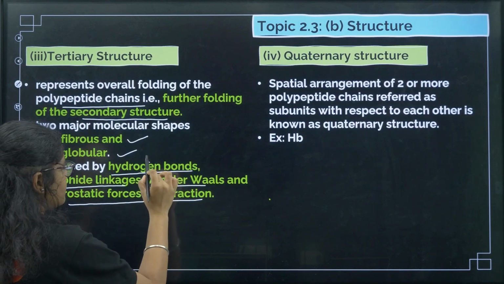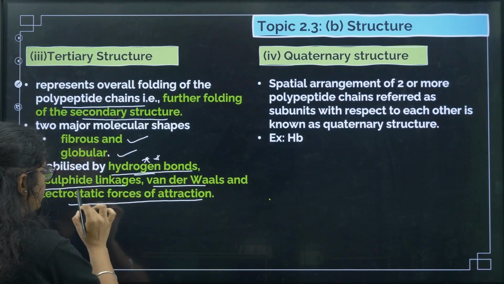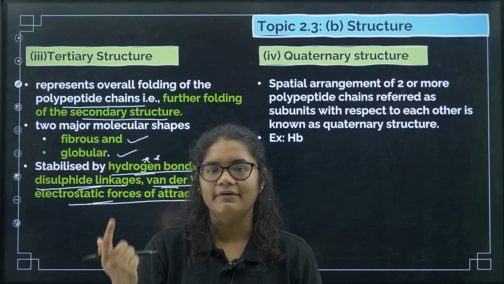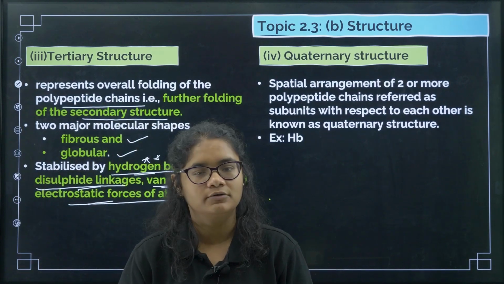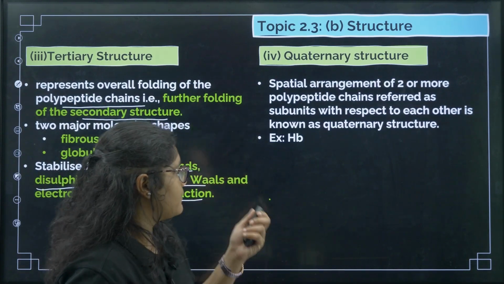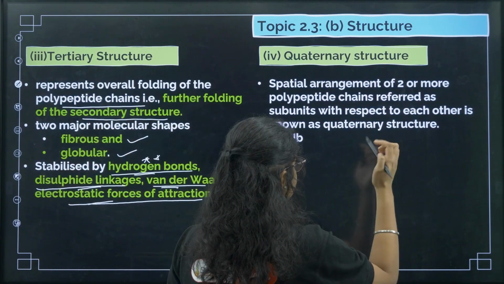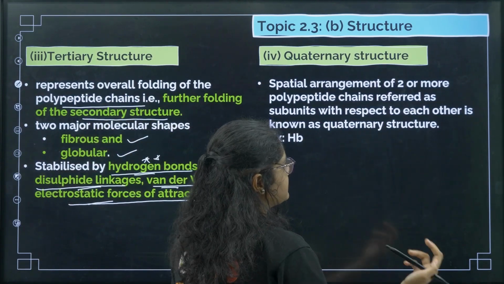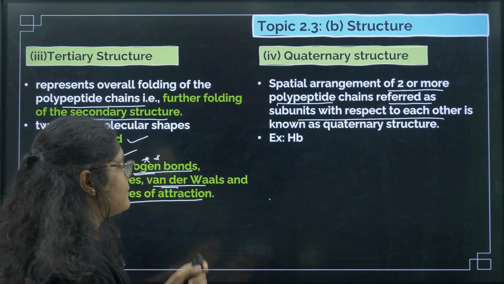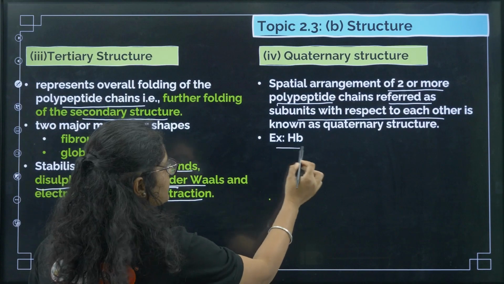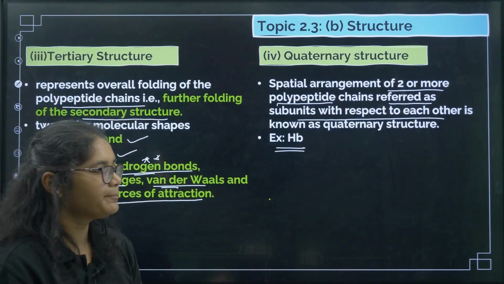So please remember, this point is important. We have hydrogen bond, disulfide, van der Waals and electrostatic attraction. Next, coming to the quaternary structure. In quaternary structure, more than one polypeptide chain is involved. An example of quaternary structure is hemoglobin.